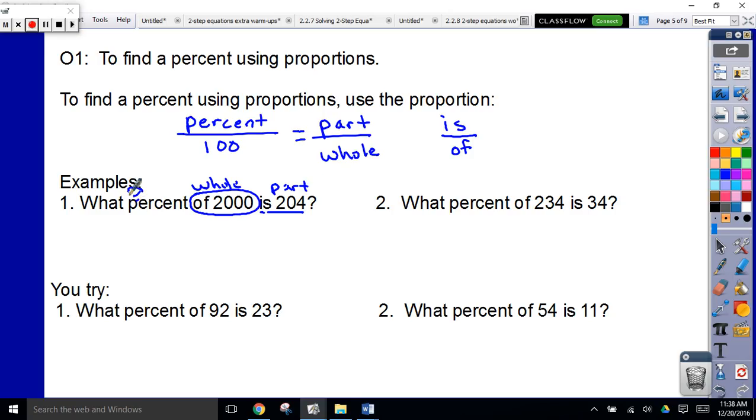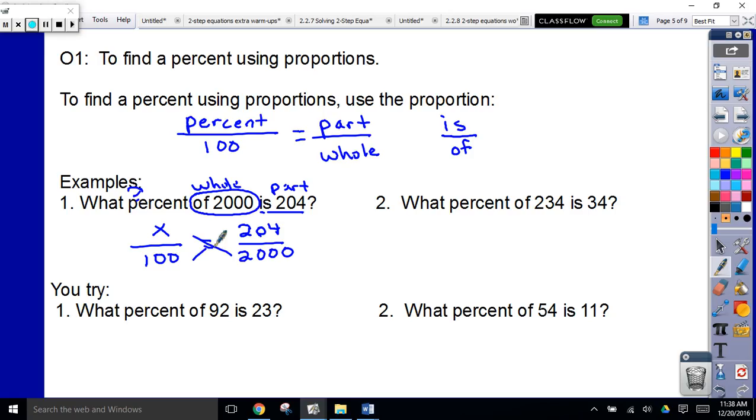What percent of 2,000 is 204? So our x is going to go right here with the word percent. X over 100 equals the part, which is 204, over the whole, which is 2,000. Okay, then we can solve the proportion by cross multiplying.